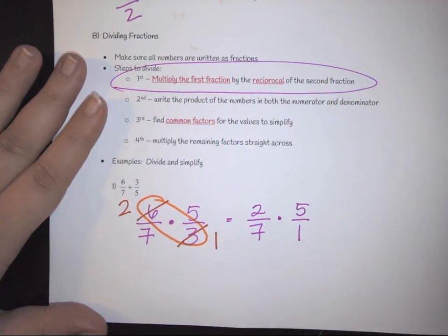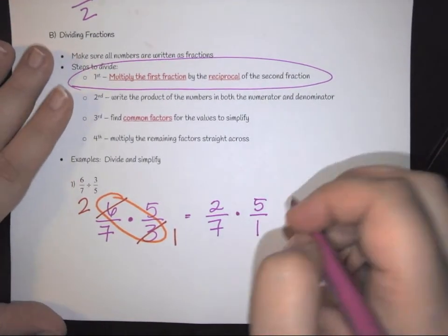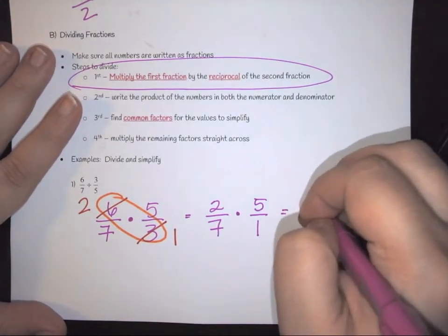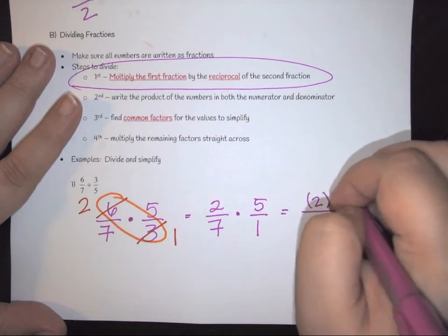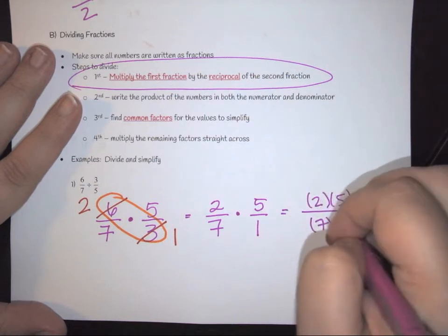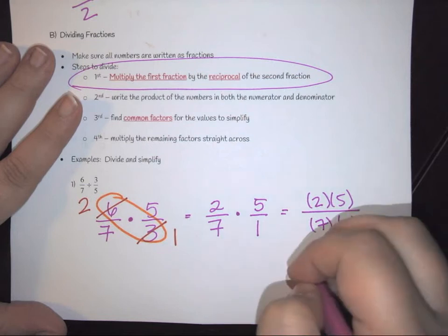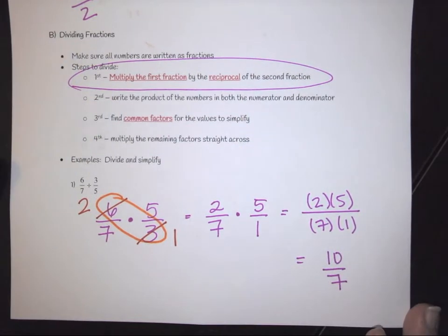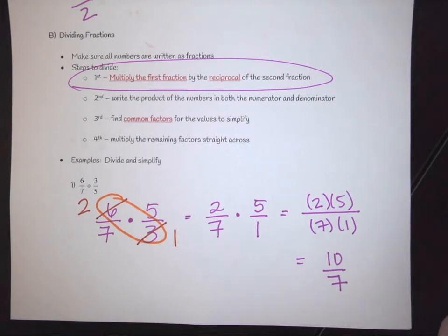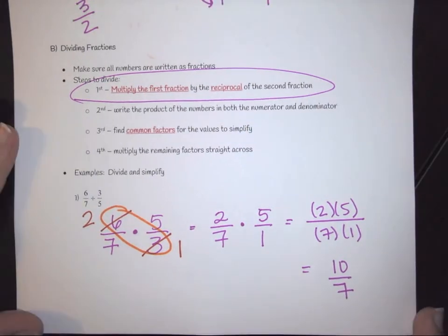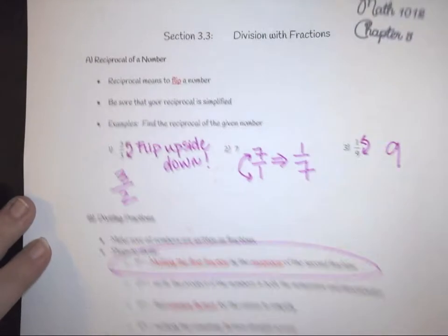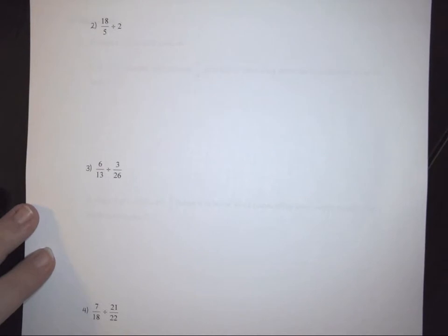So now again, just like before, we're going to multiply straight across the top. So 2 times 5 is 10, and 7 times 1 is 7. So 10/7, and I'm done. Okay. So that was our first snapshot into division. So let's go ahead and look at another.